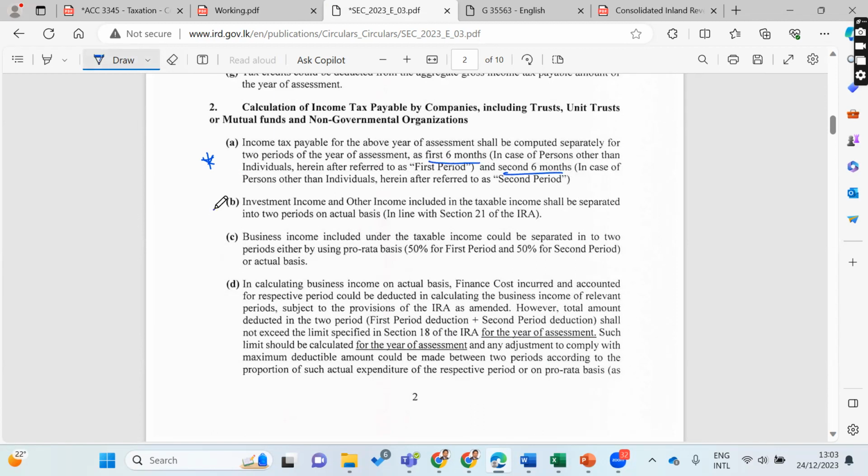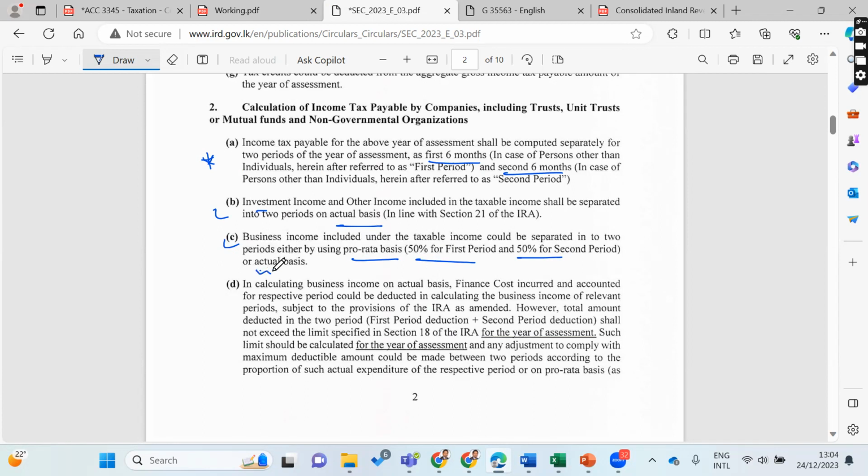And here, if you have interest income, you can go ahead with the actual basis, right? Interest income, actual basis. When it comes to business income, yes, you can take the pro rata basis, 50% for the first period and 50% for the second. Then in my computation also, I will go ahead with this pro rata basis.